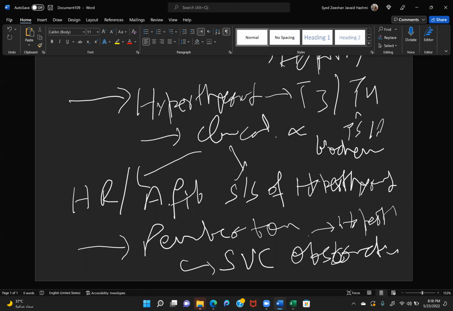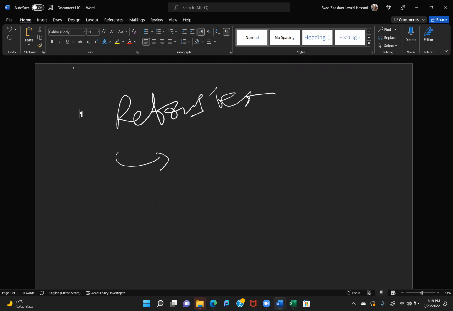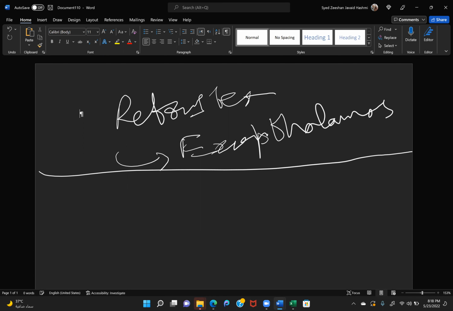Yes, it is a sign of SVC compression, superior vena cava syndrome, and retrosternal goiter. Another sign in thyroid patients is tracheal compression, and also exophthalmos and other eye signs. So this is one thing.